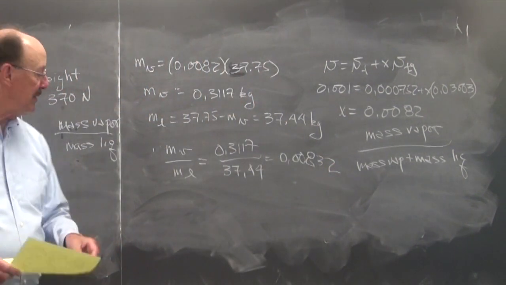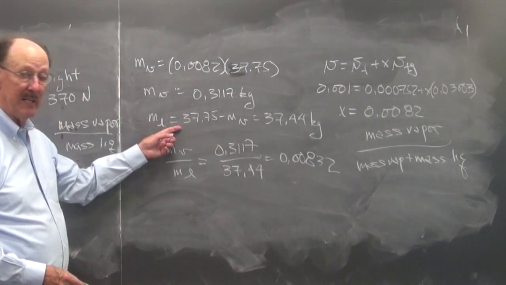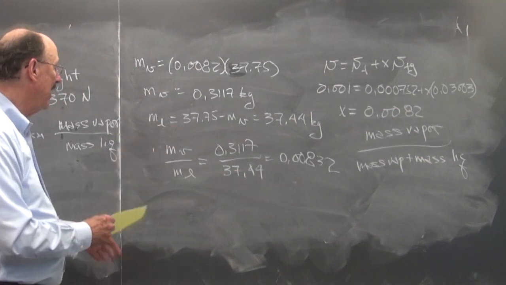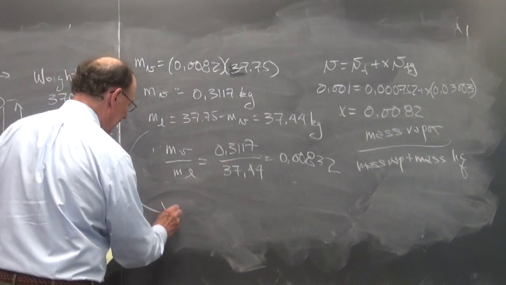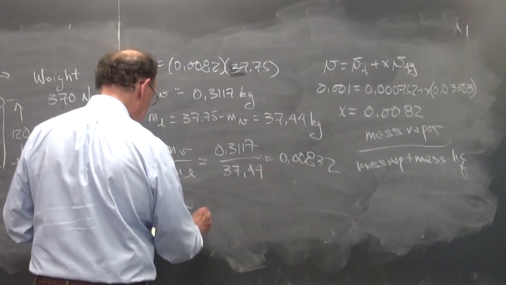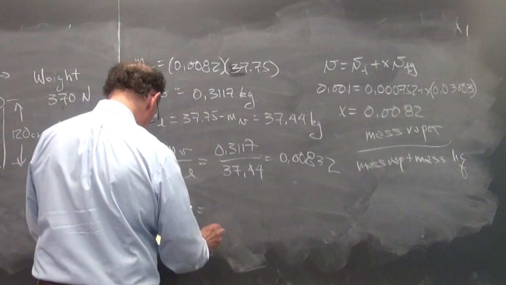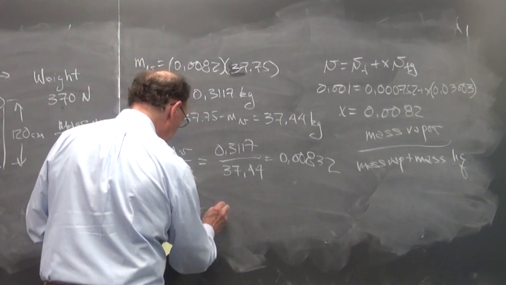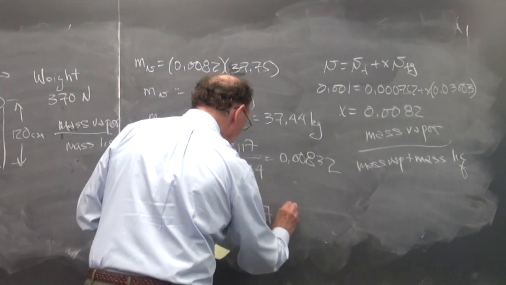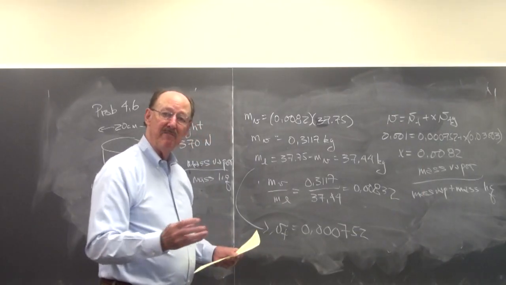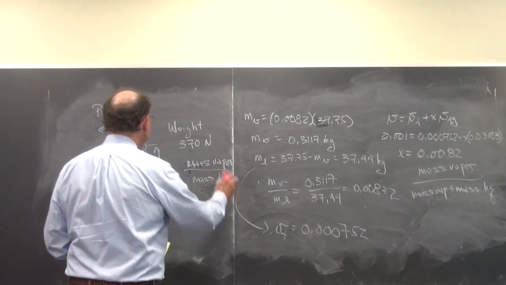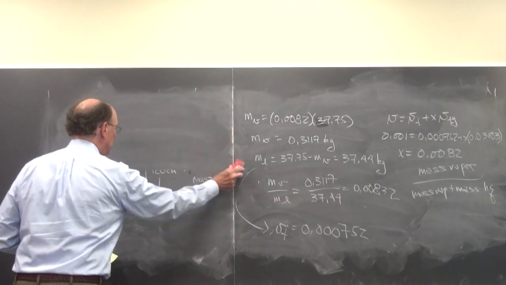And now, so that I know the mass of liquid, I know its specific volume, which is v_f. For the mass of liquid, v_f I already know. I know what that is. So now I can find the volume of the liquid. This enables me to find the volume of the liquid.